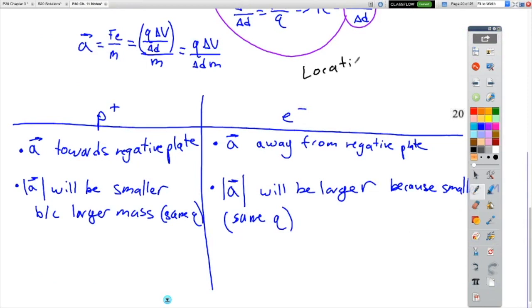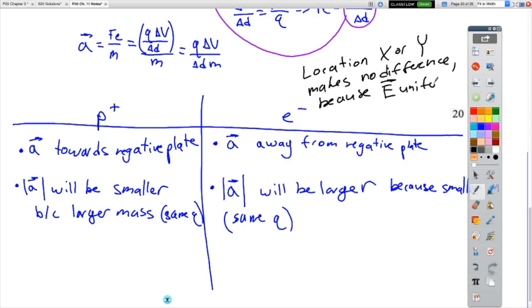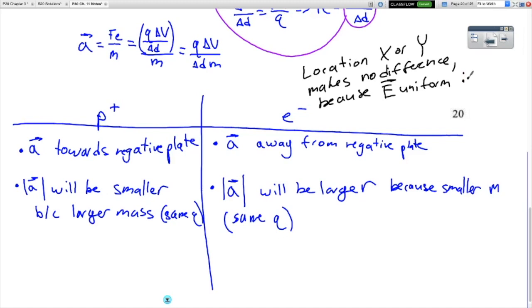Location x or y makes no difference because E is uniform, right? Therefore, F is uniform, and then what the question actually asked about, therefore, acceleration is uniform for any particle put in there.